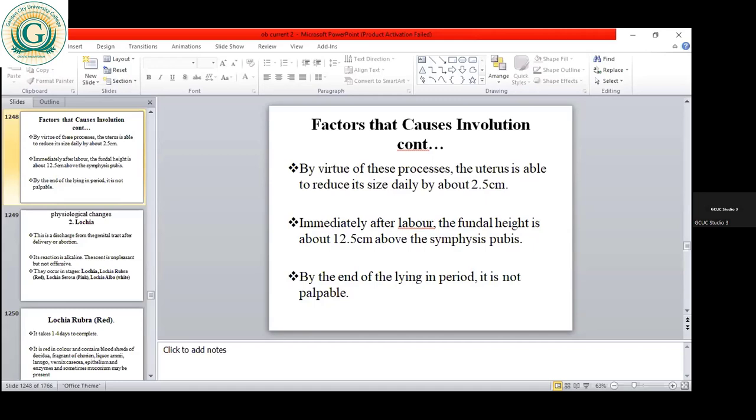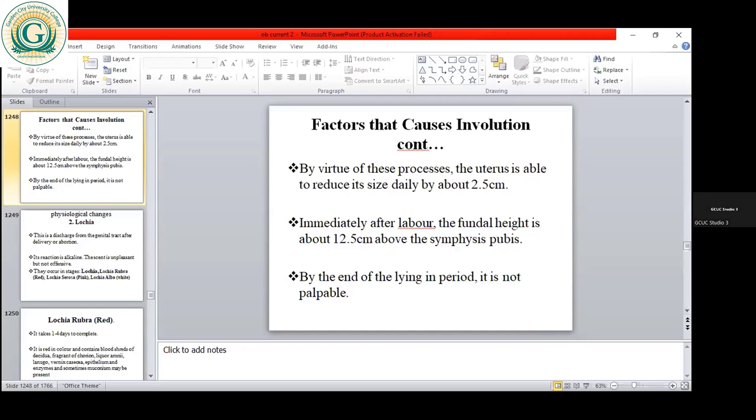Just like when the woman becomes pregnant and attends antenatal, we measure fundal height. When the woman delivers, we measure fundal height. But this time, we expect the fundal height to reduce. That's why we have the lying-in period.